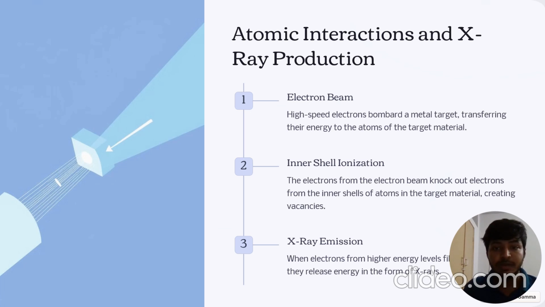The incoming electron displaces an electron from the inner shell of the atom. This creates vacancies in the inner shells. This vacancy creates a very unstable condition in the atom. To restore stability, an electron from a higher level within the atom drops down to the inner level to fill the vacancy. During this transition, the energy difference between the higher and lower energy levels is released. This energy release is in the form of X-rays.